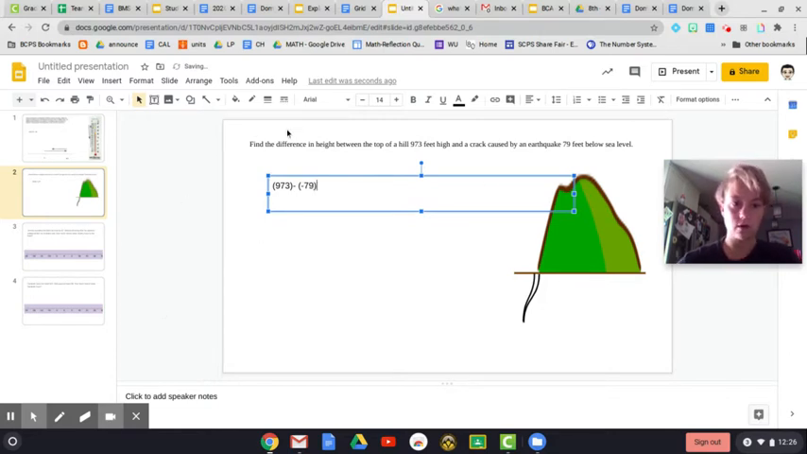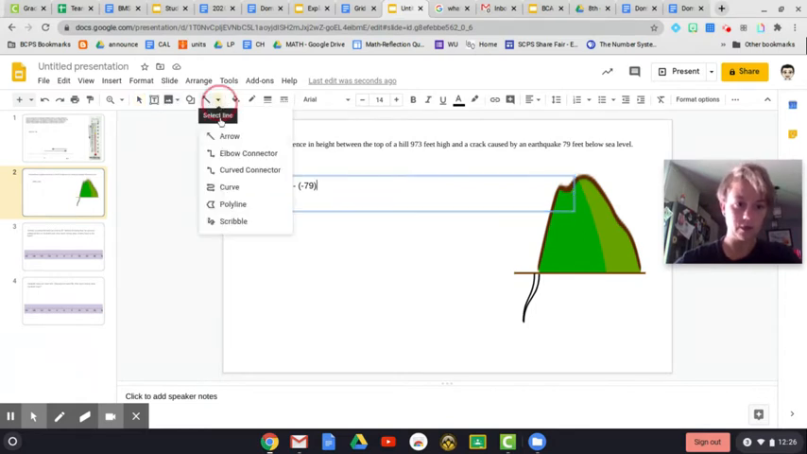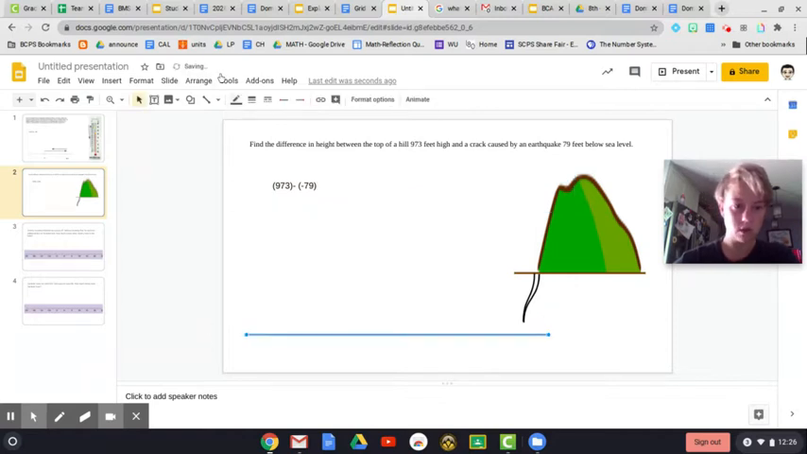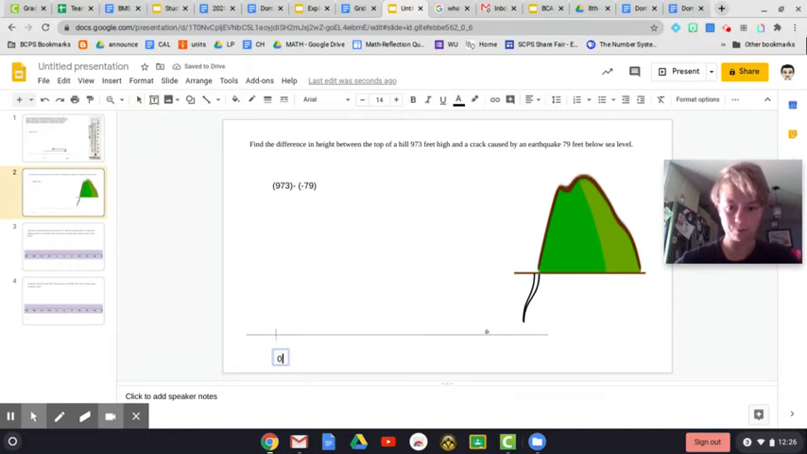So if we think about our number line, we're going to have to do some skip counting. I'm not going to count out 973 hash marks on a number line. I don't have time for that. So we could consider this 0. And our first arrow would, of course, go to 973. Put that here.